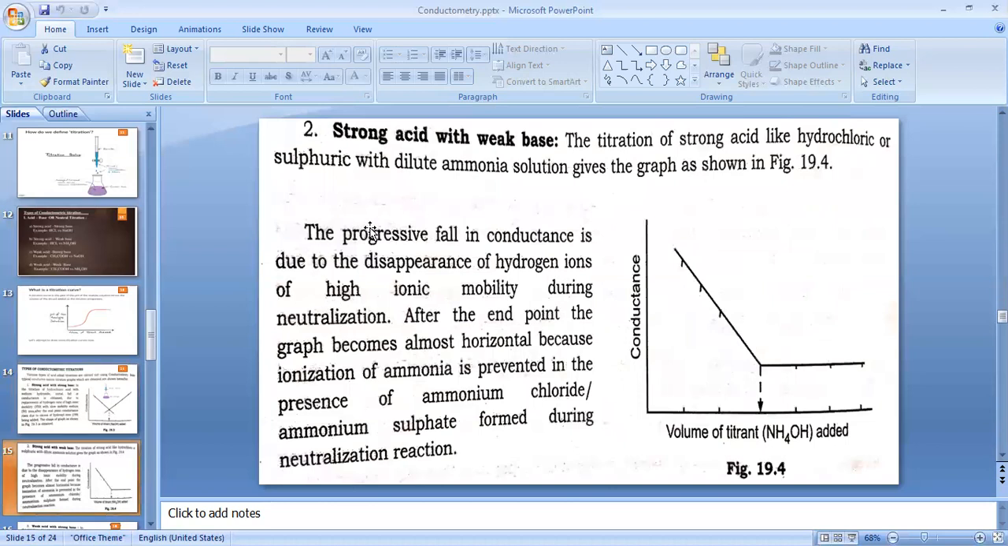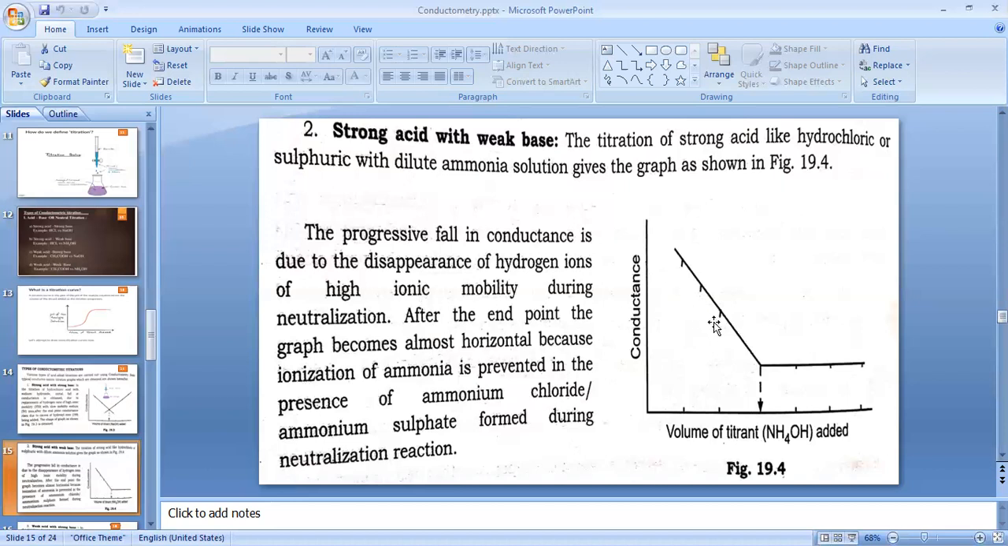The next type of conductometric titration is the titration of strong acid with weak base. An example is the titration of hydrochloric acid with ammonia. The progressive fall in conductance is due to the disappearance of the hydrogen ions of high conductivity hydrochloric acid, that is, high ionic mobility, during the neutralization. And after the endpoint, when all of the HCl has been consumed by ammonia, the graph will become almost horizontal because ionization of ammonia is prevented in the presence of ammonium chloride or ammonium sulfate formed during the neutralization. So initially there will be a fall in conductance.